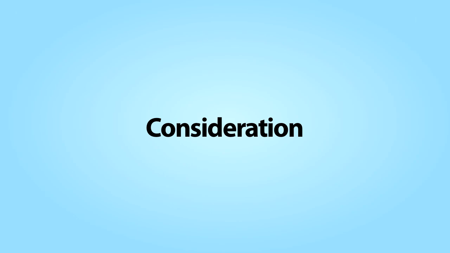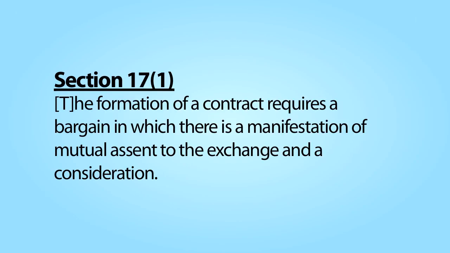This module focuses on consideration. As we discussed in Module 2, Restatement Section 17 says that in order for there to be an enforceable contract, there must be a bargain in which there is a manifestation of mutual assent to the exchange and a consideration. In this unit, we are going to look at the concept of consideration.